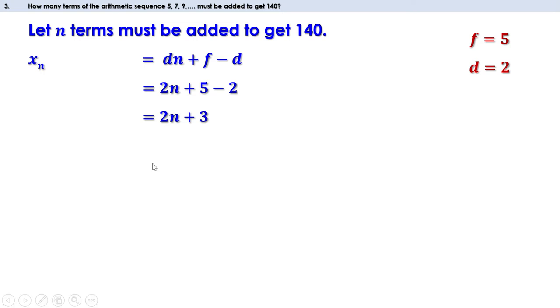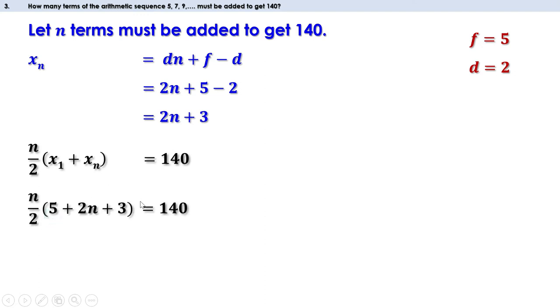Sum of n terms of an arithmetic sequence is n by 2 into first term plus last term. Given that the sum is 140, we can write n by 2 into x1 plus xn equal to 140. First term is 5, nth term is 2n plus 3. Replacing the values, we can write n by 2 into 5 plus 2n plus 3 equal to 140. Look at the terms within this bracket. 5 plus 3 is 8. So we can write this as n by 2 into 2n plus 8 equal to 140.